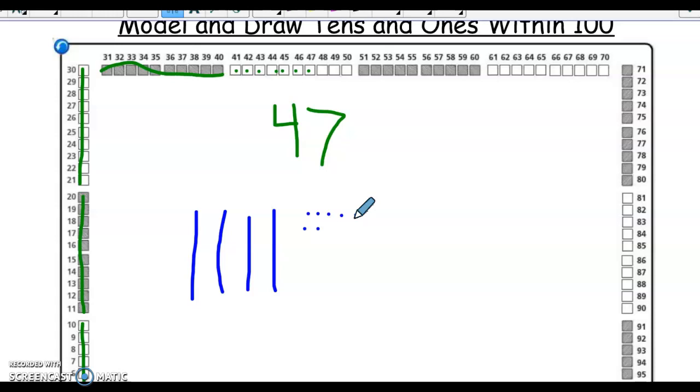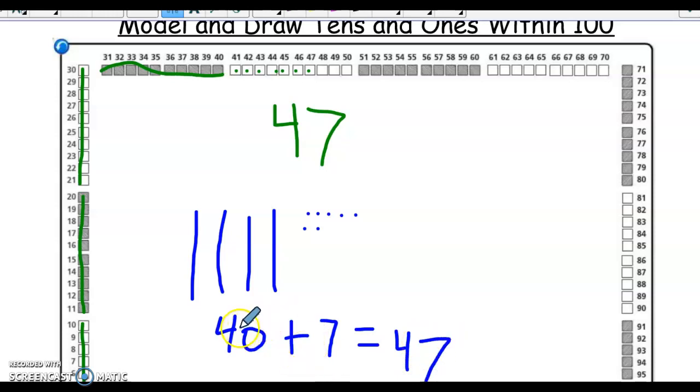All right, now we're going to write an equation to show what 47 looks like when we break it down into our 10 sticks and our ones. So here we have, how much is this worth? We have 10, 20, 30, 40. This is worth 40. Plus, how many extra ones? We have our 7 extra ones. So 40 plus 7 equals 47.